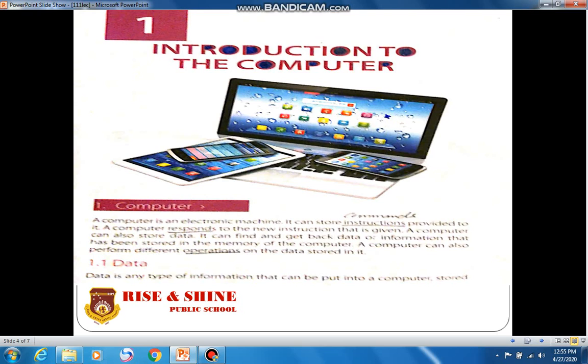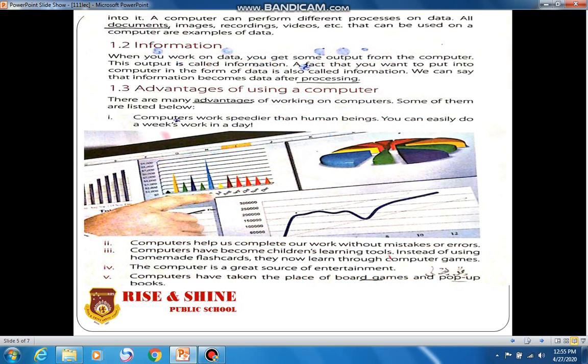Now let's discuss what is data. Any information given to computer is called the data. This data can be in the form of document, images, recording, videos or audio. So anything that is provided to a computer as an input is called the data. Information: when you provide data to the computer, it processes that data and gives us the result in the form of output. That output is usually called information. So the processed data is called the information.